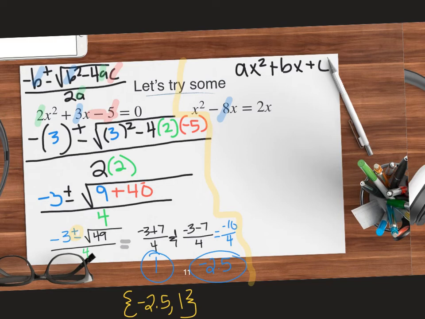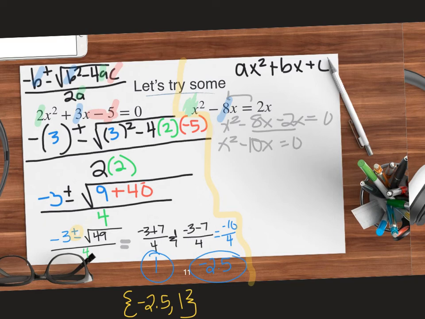So we have negative b. Oh, and I want to do this. Let's see. A is 1, and we don't have a c. So first thing that we need to do is we need to put this into standard form and get it set to 0. So we have x squared minus 8x, and then I'm going to move this over here by doing the opposite, minus 2x, equals 0, and I need to combine these, so I have x squared minus 10x equals 0.